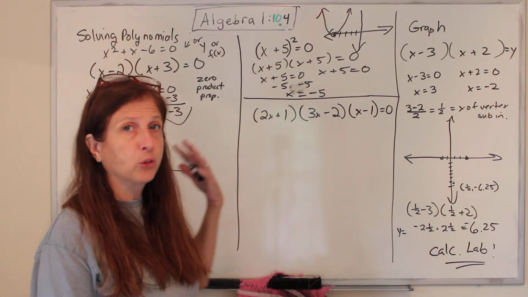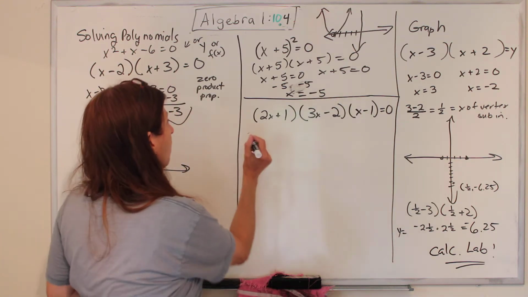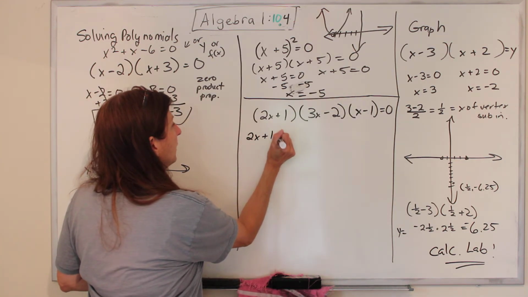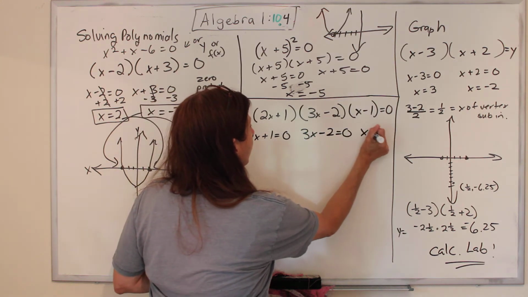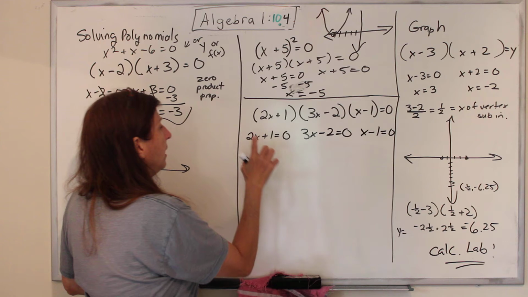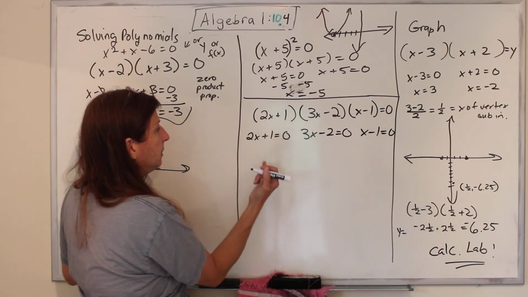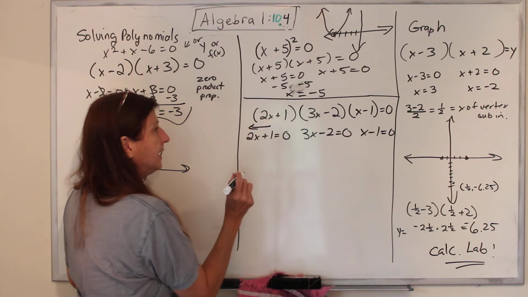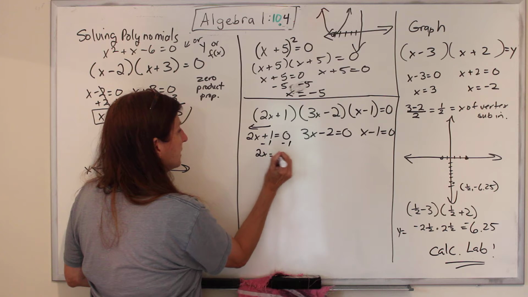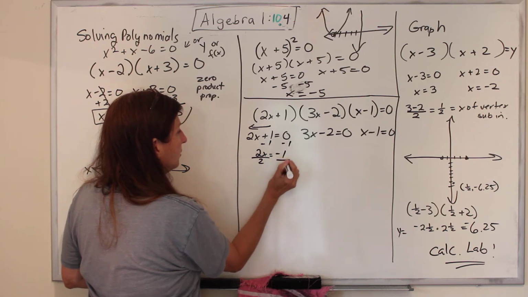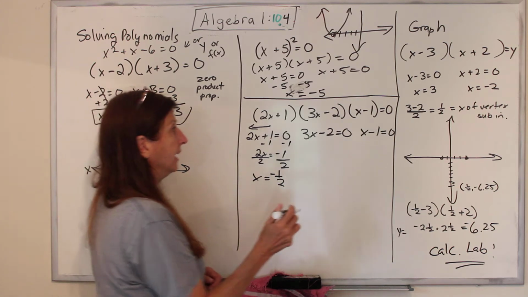What about if you have 3 of them? Oh my! You do it 3 times. Not hard. 2x plus 1 equals 0. 3x minus 2 equals 0. And x minus 1 equals 0. So, why is x not alone? It's got a 2 and a plus 1. You work from the outside in, so we get rid of the plus 1 first by doing minus 1. 2x equals negative 1, divided by 2, divided by 2. X equals negative 1/2.